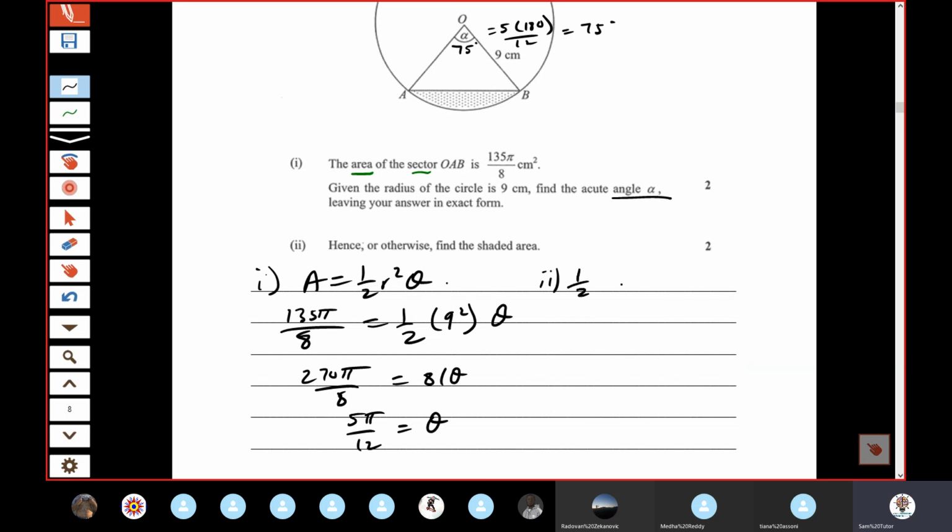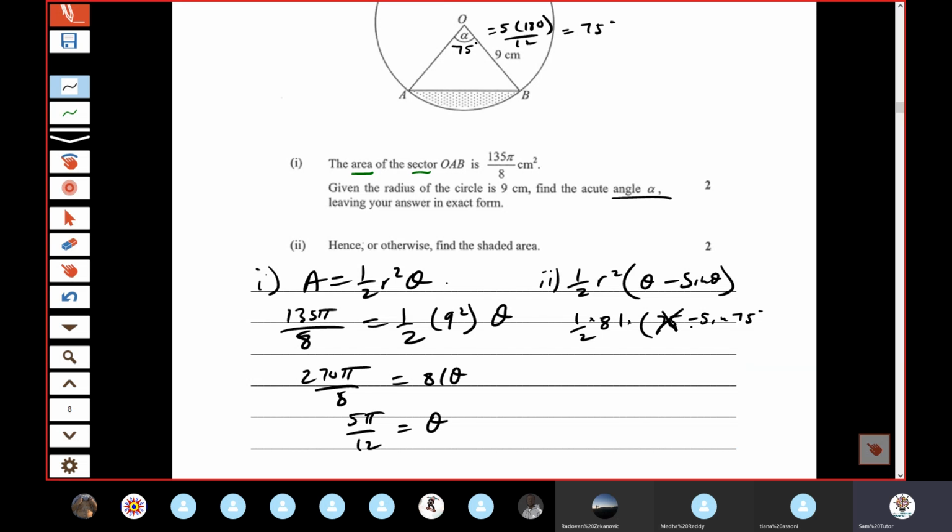Half. 1/2 r squared, open bracket, theta minus. Yeah, right. The sector minus the triangle. And there's your half AB sine C. So it's very easy. Half. Here we go. This is the important bit. Half r squared 81, theta 75. No. Minus sine 75.